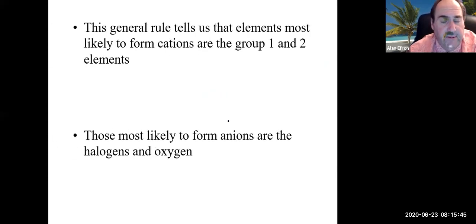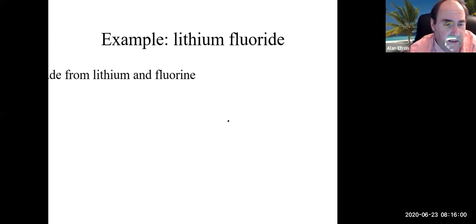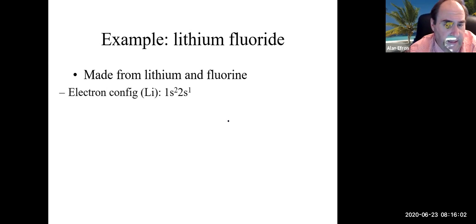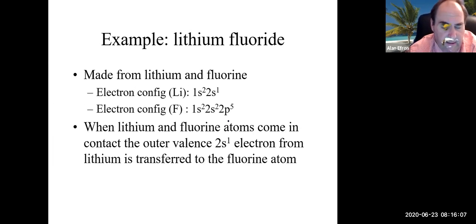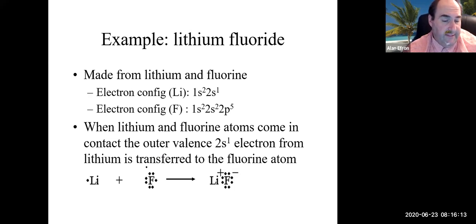So the general rule tells us that elements likely to form cations are group 1 and 2. Those likely to form anions are halogens, which is group 7, oxygen, and nitrogen as well. So let's take a look at an ionic compound coming together. Our lithium and our fluoride are going to make lithium fluoride. So lithium, which is group 1, and fluorine, which is group number 7.